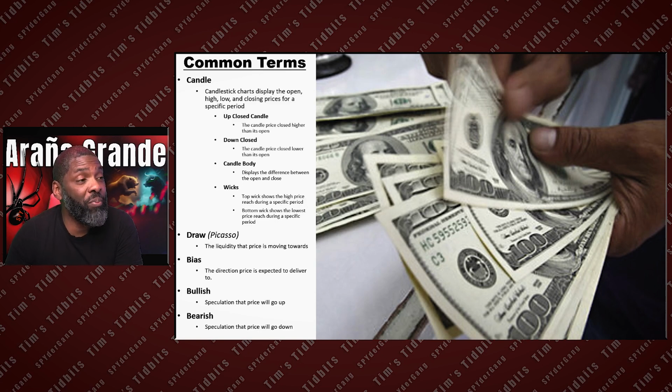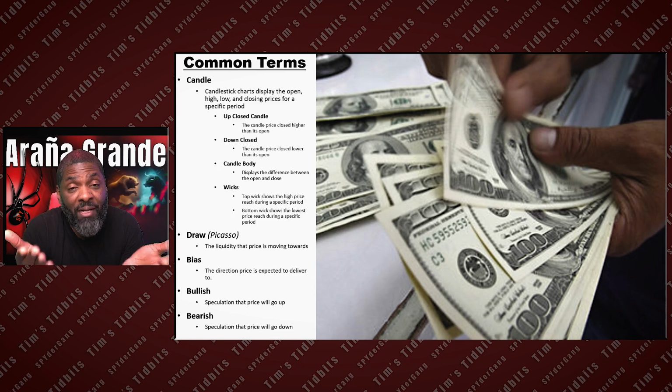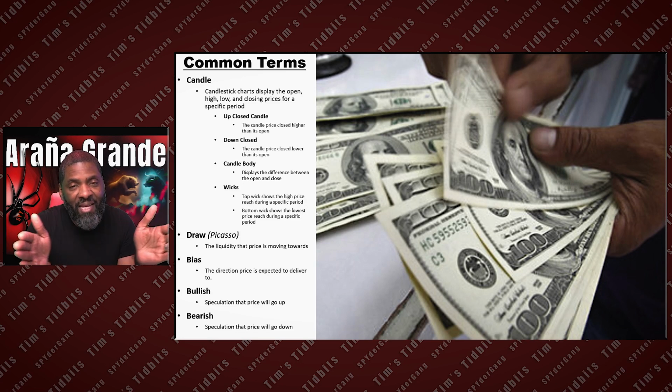Candlestick charts display the open, high, low, and closing price for a specific period. You always want to remember, the candles that you're seeing on charts are just showing you the open, high, low, and close for a specific period of time. What time period is that? That depends on what time frame you choose on your chart. If you pick a daily chart, each candle represents a day. If you pick a 1 minute chart, each candle represents 1 minute. Those candles tell you the open, high, low, and close of that particular span of time.